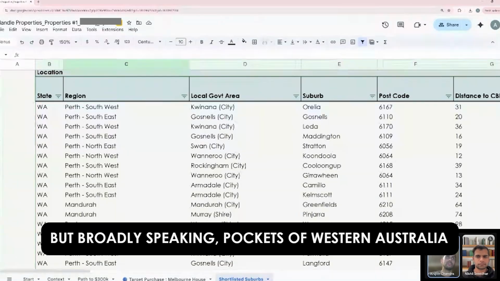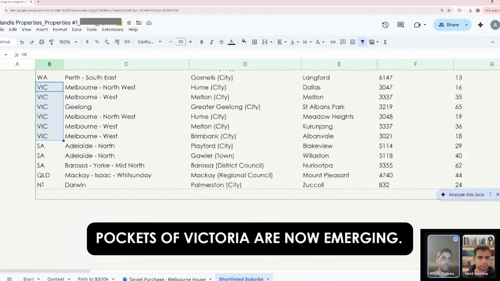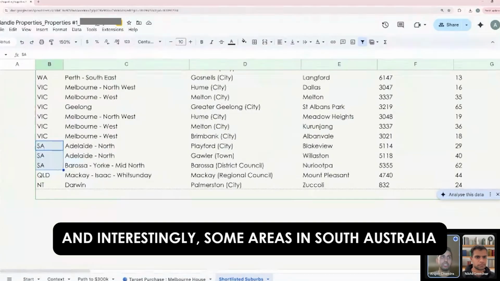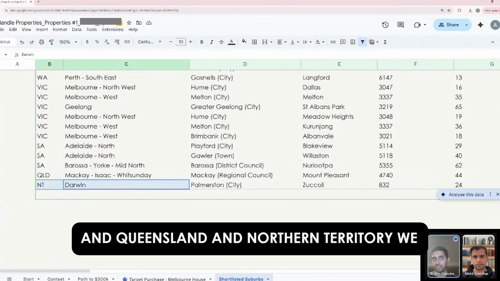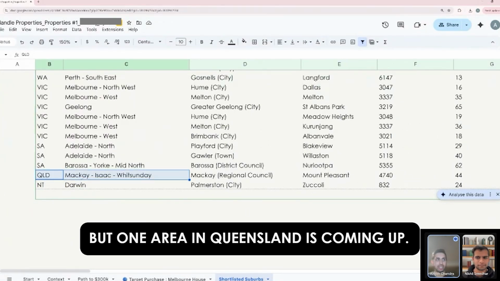But broadly speaking, pockets of Western Australia have come up, and pockets of Victoria are now emerging. And interestingly, some areas in South Australia and Queensland and Northern Territory we wouldn't invest in anyway. But one area in Queensland is coming up.